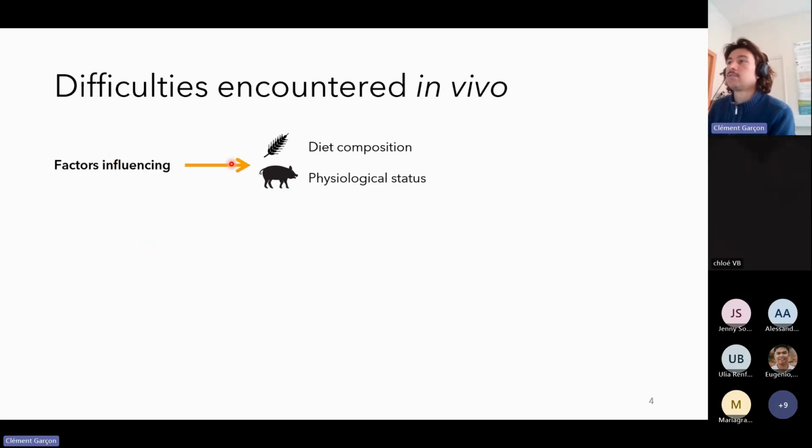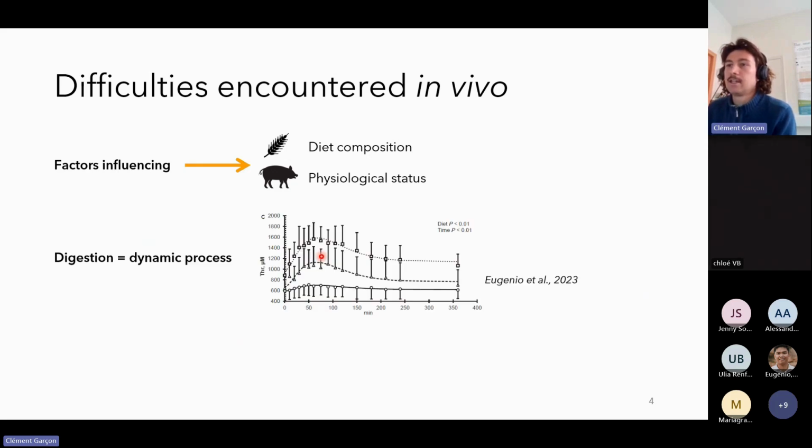Well, of course, there are factors influencing, like the composition of the diet, let's say the composition of protein and amino acids, basically, but also obviously the fiber and how it interacts with the intestinal mucosa, and the physiological status of the animal. Also, the fact that digestion is a dynamic process. So here I just illustrated with a little graph the concentration of amino acids in the blood over time after a meal. And the thing is, the figures I showed you before are just a given value.